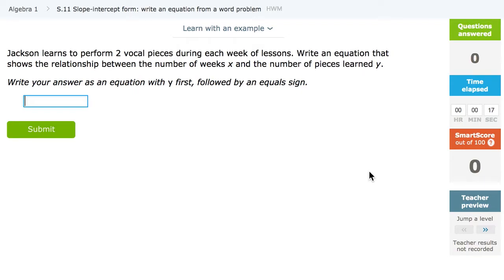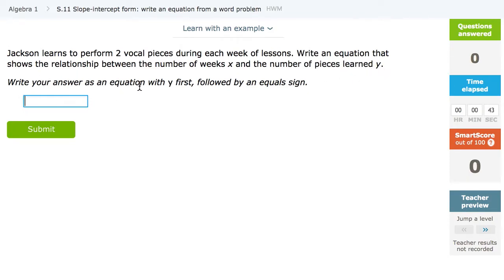Now we're going to practice writing an equation from a word problem, and we will write the equation in slope-intercept form, which again is y equals mx plus b. Jackson learns to perform 2 vocal pieces during each week of lessons. Write an equation that shows the relationship between the number of weeks x and the number of pieces learned y.